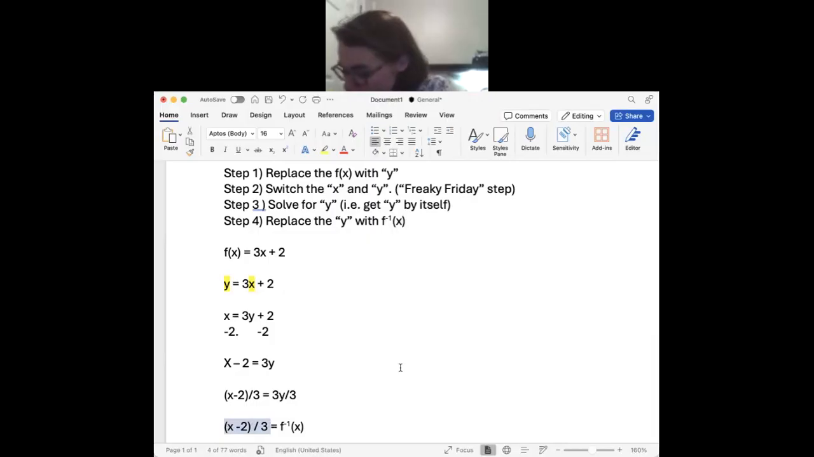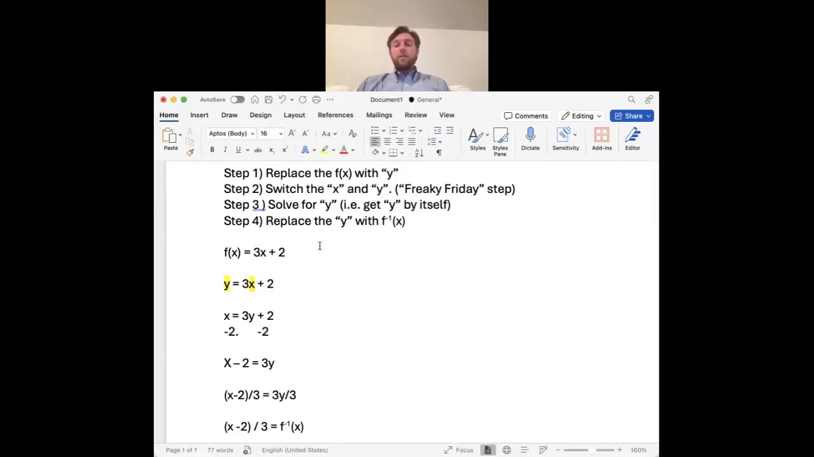So this is the inverse function. Replace f of x with y. Freaky Friday, switch the x and the y. Solve for y, and replace y with f inverse of x. Essentially, the inverse function is the opposite of the original function. How do I know? There's addition in the original function, 3x plus 2. Look at the inverse. Opposite. Subtraction. Here, the 3 is multiplying the x. In the inverse, it's dividing. So that's a quick self-check.